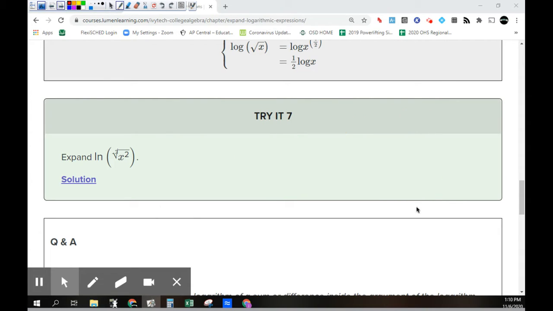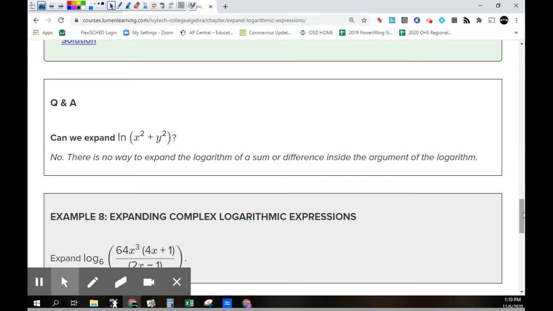Now let's look at the next one. So can we expand natural log of x squared plus y squared? They both got 2's. Can I drop that 2 in front? The answer is no, because it's addition right here. There's no way to expand a logarithm if you've got a sum or a difference sitting in there.